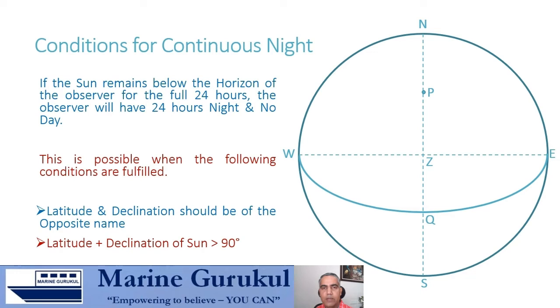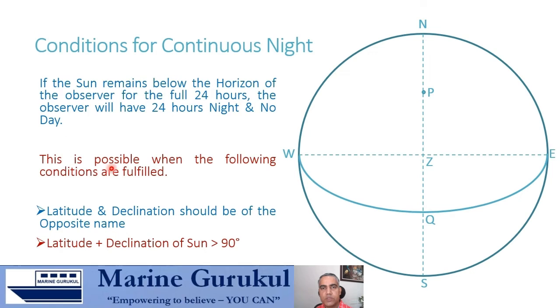Now in some of the questions, instead of asking the conditions for a continuous day or 24 hours day, they ask us the conditions for a continuous night or a 24 hours night. It basically means that the sun should remain below the horizon of the observer for the full 24 hours, and in that case the observer will have 24 hours night and there will be no day. There will be no sunrise, there will be no sunset. The sun is going to remain below the horizon of that particular observer for full 24 hours.